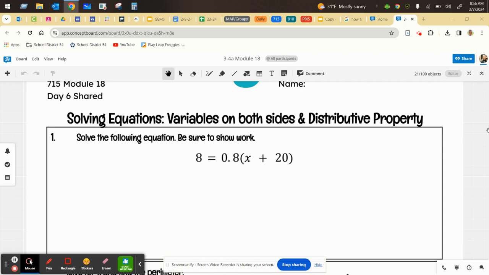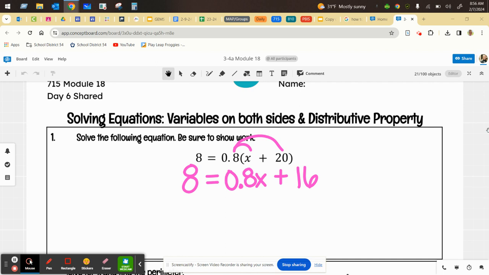So first things first, number 1 is kind of a review. We are just going to distribute that 0.8 number times a variable. We just put them together. Take a minute to do 0.8 times 20. Multiply those two. Should have gotten 16.